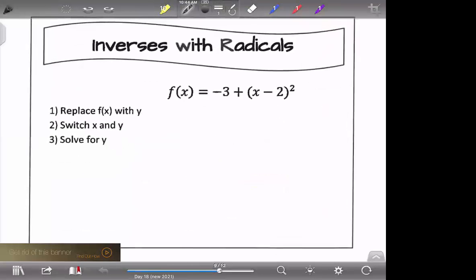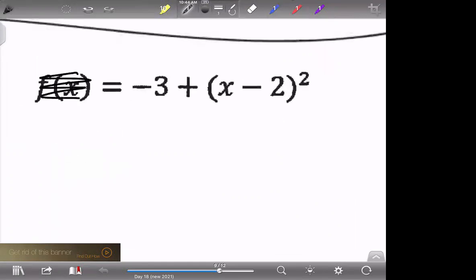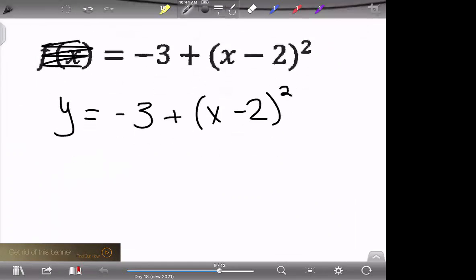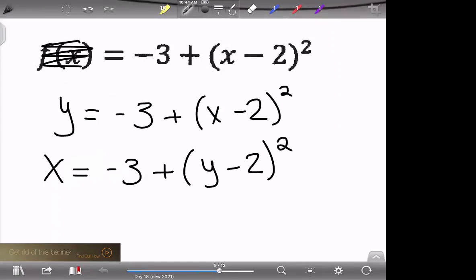All right, so first question, following those same 4 steps, I don't know why I only have 3 of them left, but we're going to take the function notation out and replace it with y. That's step 1. So still step 1 right there. Step 2, we need to switch x and y, so we're going to have x equals -3 plus y minus 2 squared.